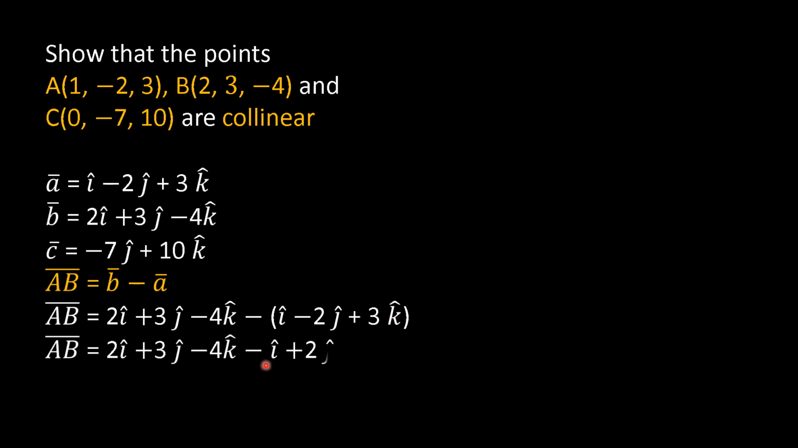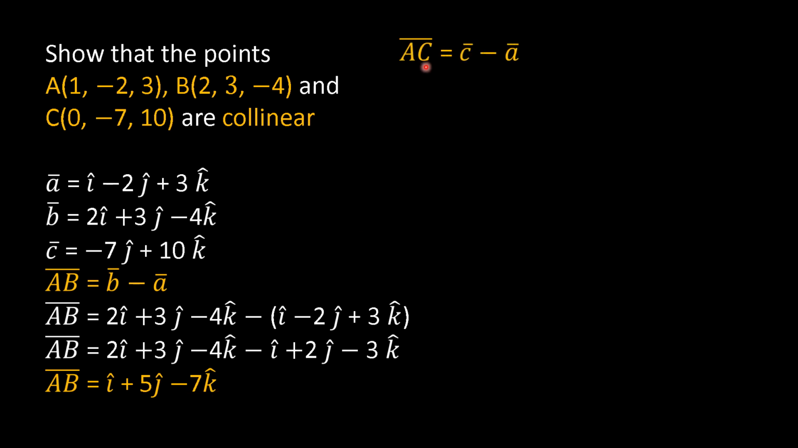In the next step we will open the bracket here and change the signs, so that AB bar will be 2 minus 1, that is i cap, plus 3 plus 2, that is 5j cap, minus 4 minus 3, that is minus 7k cap.